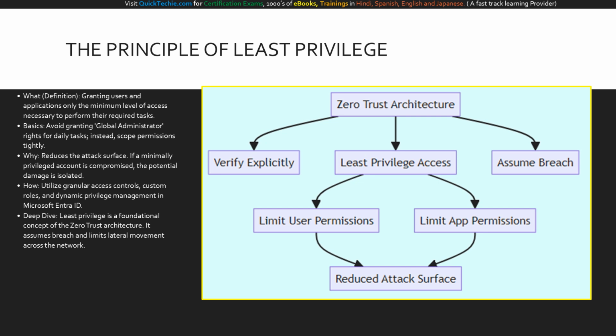Notice how least privilege access sits directly in the center. From there, it branches downward into two vital actions, limiting user permissions and limiting application permissions. Both of these actions converge on the ultimate goal at the bottom, a reduced attack surface. By strictly governing authorization, we ensure that both human users and automated software tools are confined to their specific operational boundaries, mitigating the risk of widespread systemic damage.